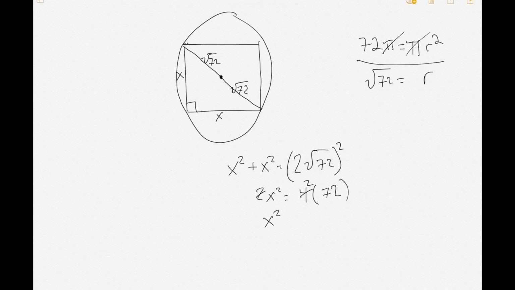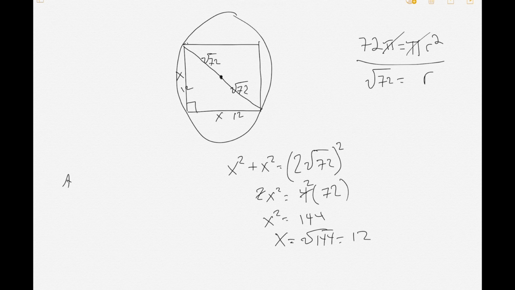And then we get x squared equals 2 times 72, which is 144. So x squared equals 144. So x equals the square root of 144, which is 12. So now the side is 12, which if we go back to our right triangle up here in the circle, so each side is 12. That side is 12, and that side is 12.